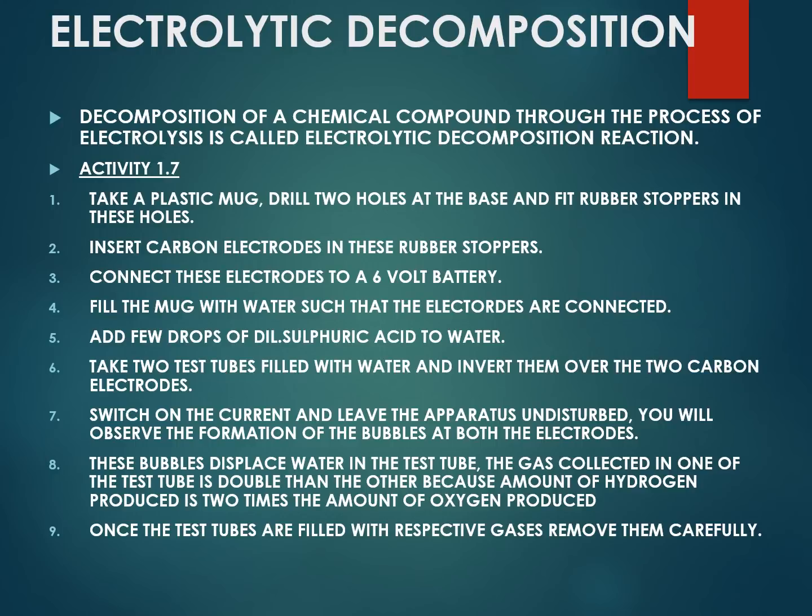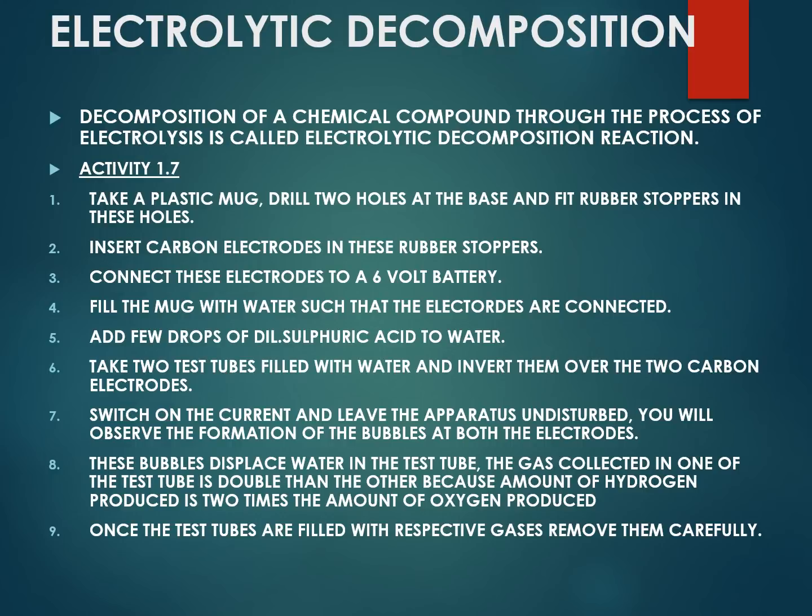Take a plastic mug, make 2 holes at the base and fit rubber stoppers in these holes. Then put carbon electrodes in these rubber stoppers. Connect these electrodes to a 6-volt battery. Fill the mug with water in such a way that the electrodes are immersed in it, and add a few drops of dilute sulfuric acid to the water to make it a good conductor of electricity.